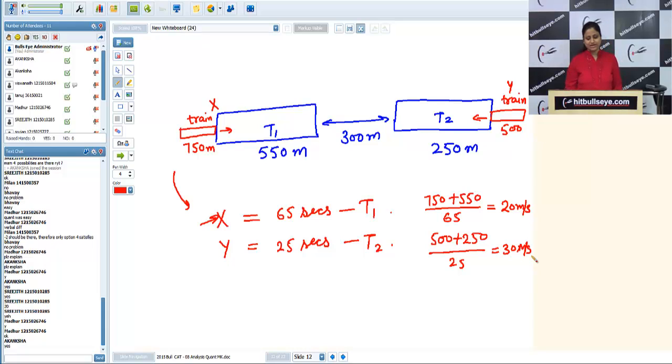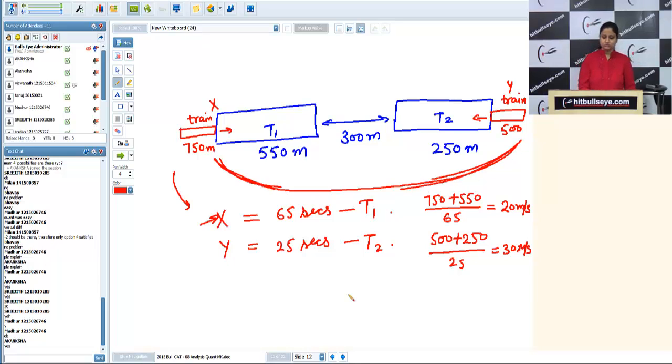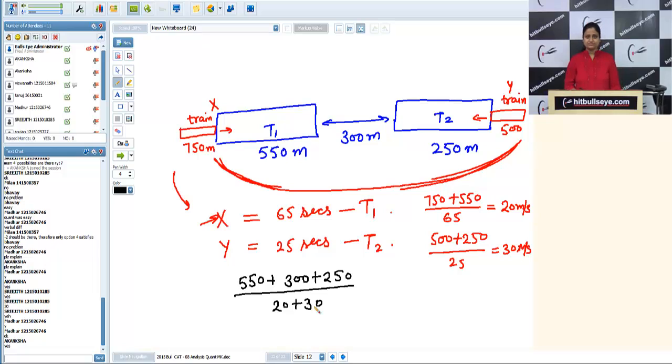First of all, we will calculate when will they meet, after how much time will they meet. See the length they have to cover. This complete length they will cover to meet each other. So it will be 550 plus 300 plus 250 divided by 20 plus 30. It means after this much time, both trains will meet. Are you getting me, guys? Clear?